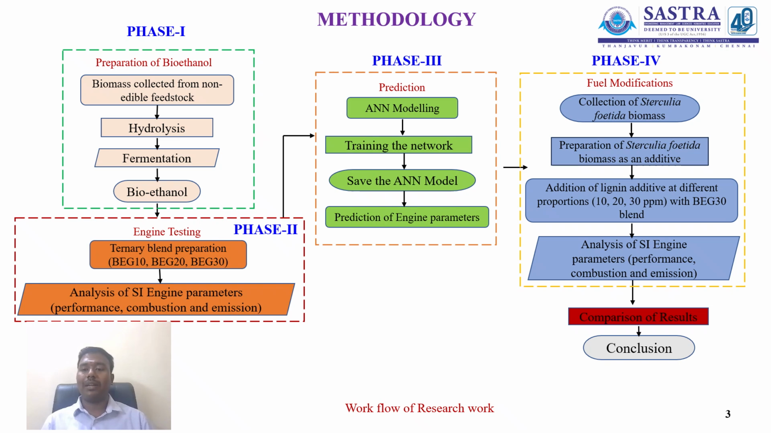In fuel modification, we prepared the kraft lignin additive with the various proportions of 10, 20, and 30 ppm with the optimized BEG30 blend, analysis of the performance characteristics by comparison of performance, combustion, emission characteristics, comparison of results, conclusion.